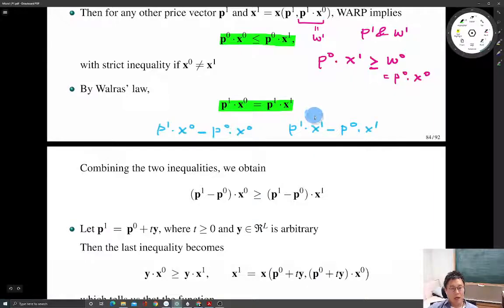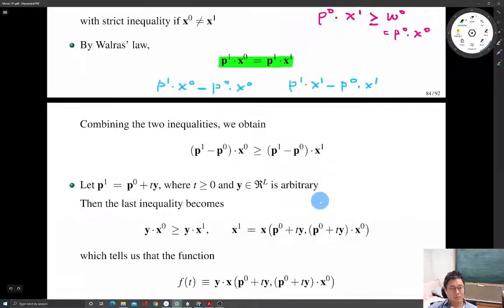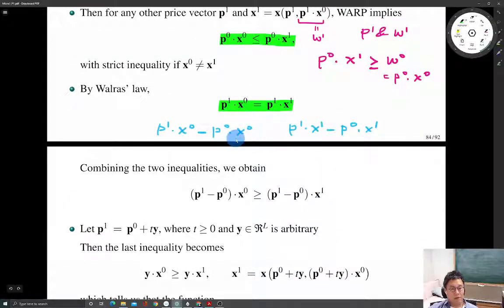I can factor out the common factor X1 like this. If we compare these two quantities, which one is larger? On the right side, I subtract the bigger number from the same quantity, so the left-hand side must be larger than the right-hand side. So we have this inequality, and the inequality is reversed like this.